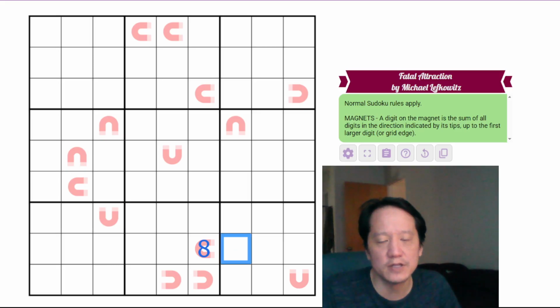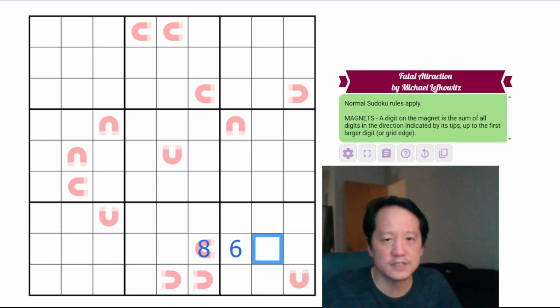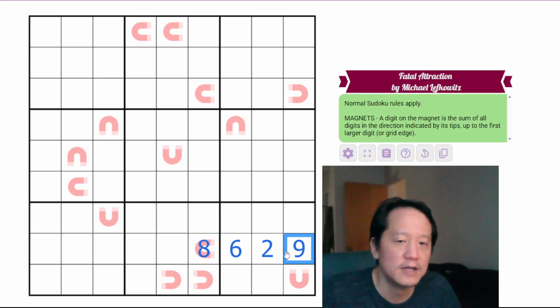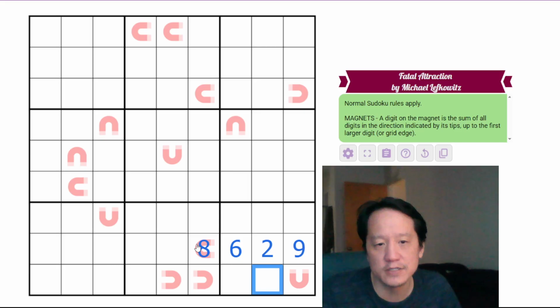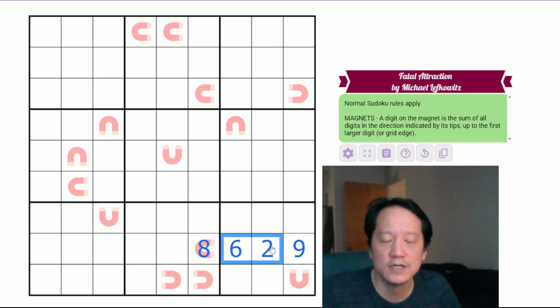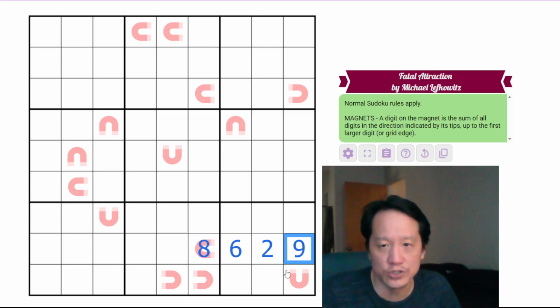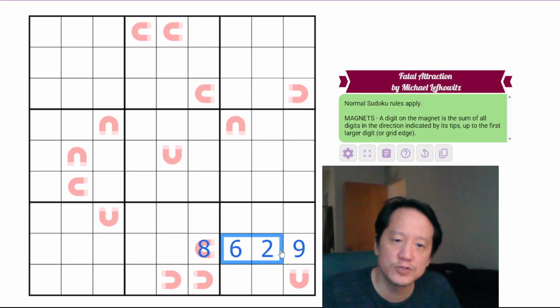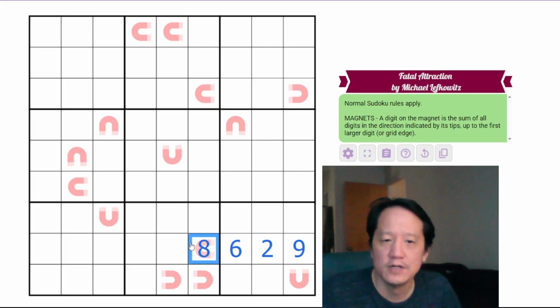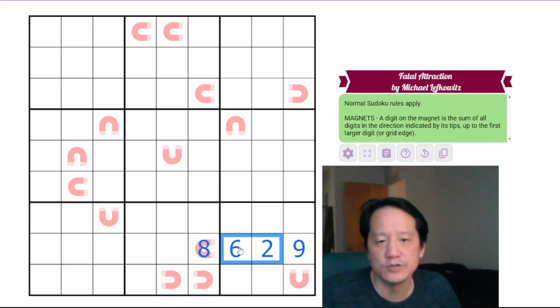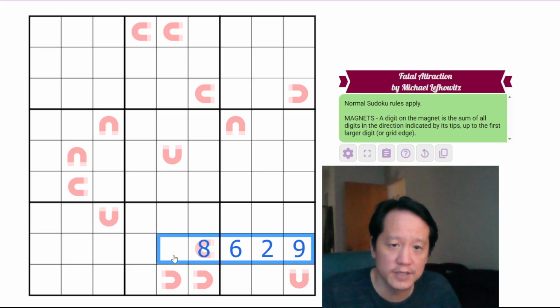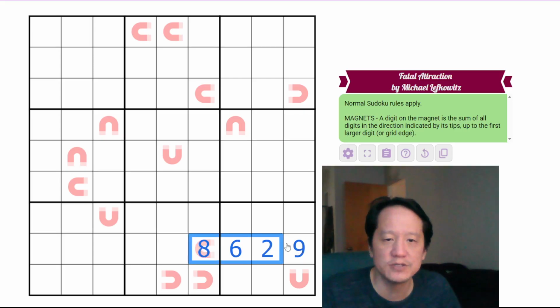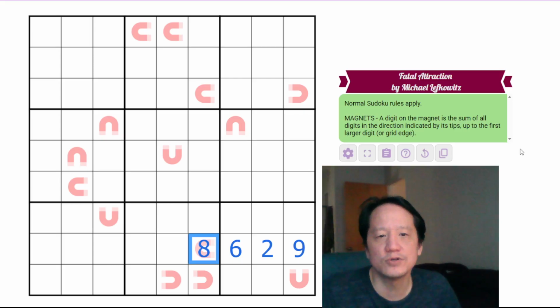Now you could have something along the lines of 8, 6, and 2, with a 9 after it, and that would also be valid, because 8 is the sum of the digits up until the first digit that's larger than it. So these two, 2 and 6, add up to 8, because 8 is smaller than the 9 here. So everything up until the 9 must add up to 8. And those are all the rules.